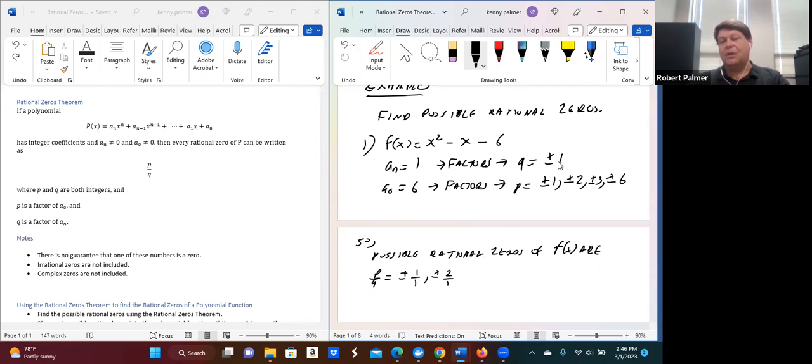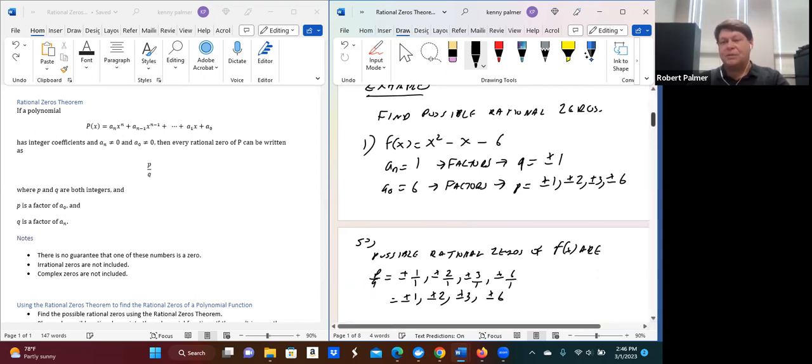Okay, we're dividing each. So dividing this one by 1, dividing 2 by 1, plus or minus 3 divided by 1, and then plus or minus 6 divided by 1. Of course, just simplify those. Those are plus or minus 1, plus or minus 2, plus or minus 3, plus or minus 6.